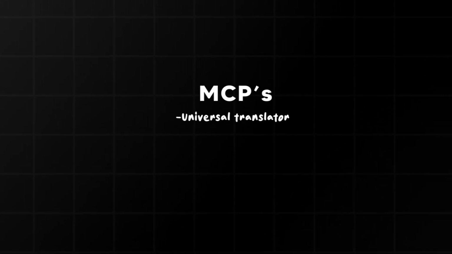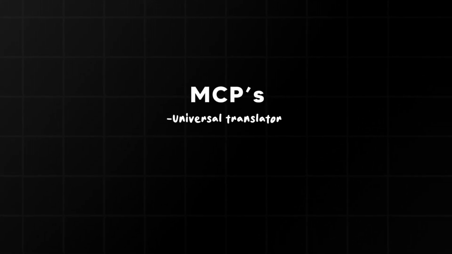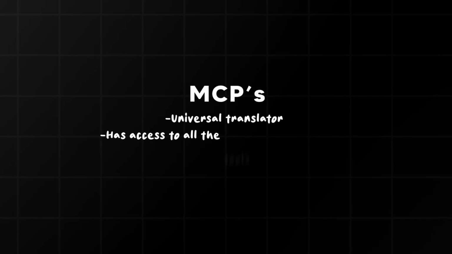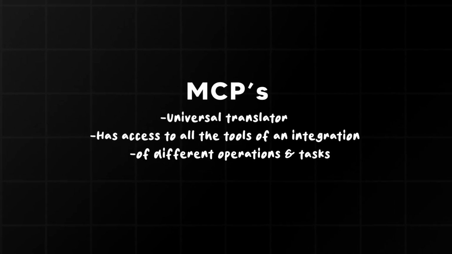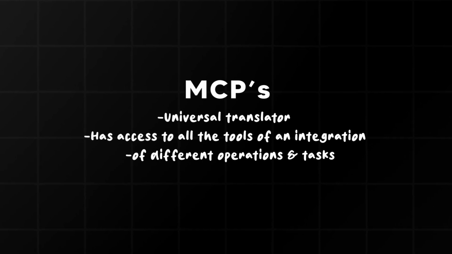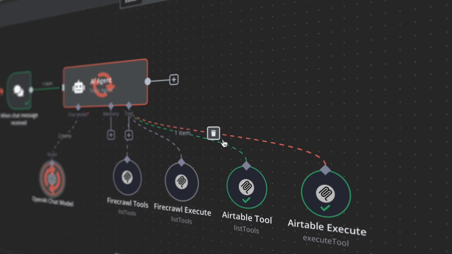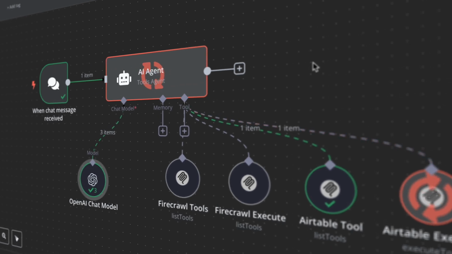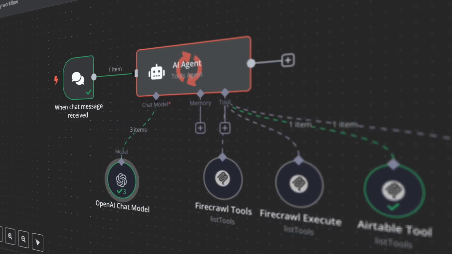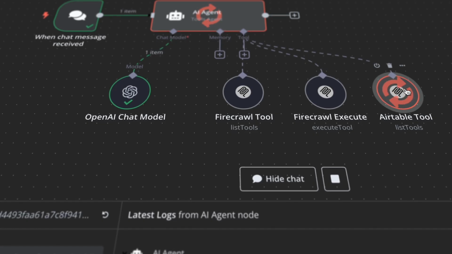MCPs are just the universal translators of the tools and integrations you're using. It has access to several tools which do different operations and tasks at the same time. Now it gets much more interesting when an AI agent is capable of doing several huge multitasks all at once without any hassle. This, my friend, is MCPs.